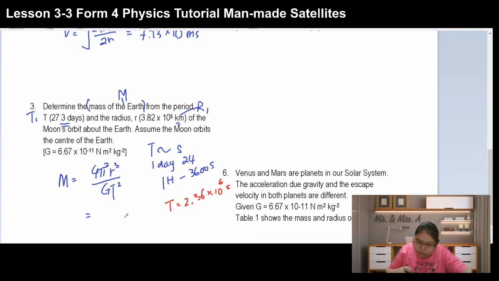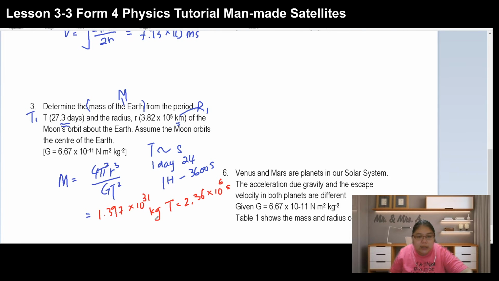You need to cube it. Straightforward, you multiply with the 4, then you multiply with pi squared. Then you divide by the G first. Then you divide again by the time taken, 2.36 times 10 to the power of 6. Suppose the answer here is 1.39. I get 1.397 times 10 to the power of 31 kg. So this one is the mass.